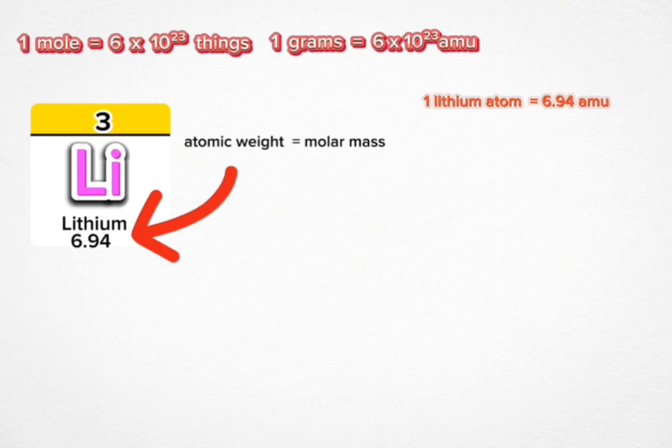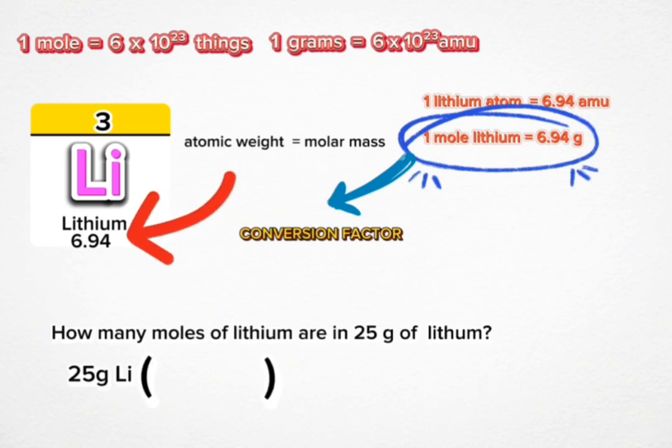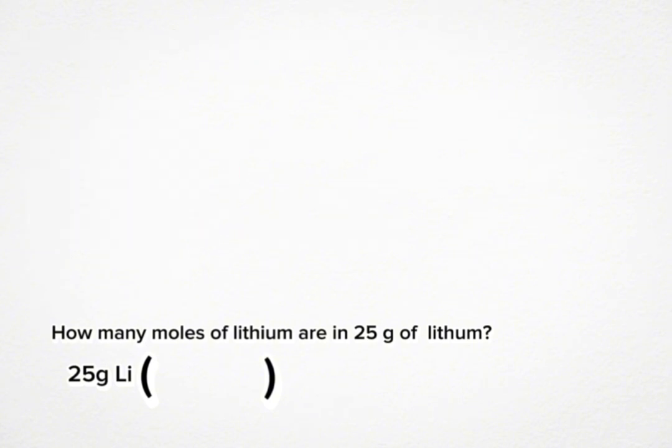Break out your periodic table and look for lithium. It's the third element, in the bottom of the square. You should see the number 6.94. This is the atomic weight of lithium, but it is also the molar mass of lithium. So 1 lithium atom has an average mass of 6.94 AMU, and 1 mole of lithium atoms has a mass of 6.94 grams. That gives us a convenient way to count atoms by weighing them, and the molar mass is the conversion factor between grams and moles.